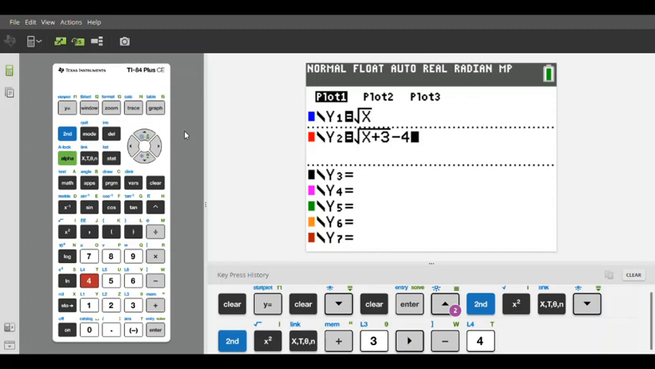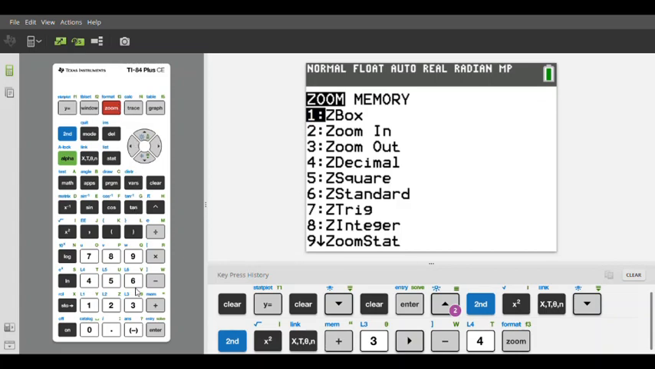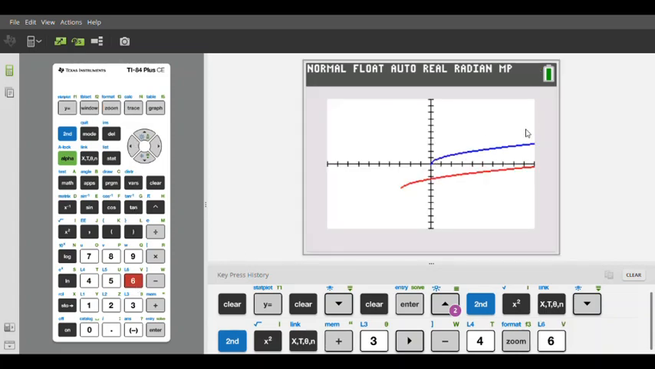Alright, so we're over here at the TI. In my y1 I've got the square root of x. My y2 I've got the square root of x plus 3, and then you have to get out of the square root and do the -4. Now I'm going to do a standard zoom. So my first function looks like this, my second function looks like this. So if we notice, what happens is we move down 1, 2, 3, 4, and we move left 3, which is exactly what we said we were going to do by just looking at the function. So original function, new function. Easy enough.